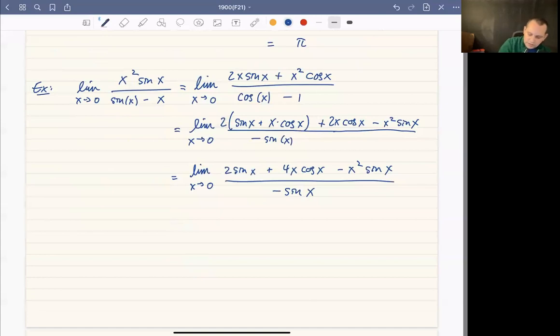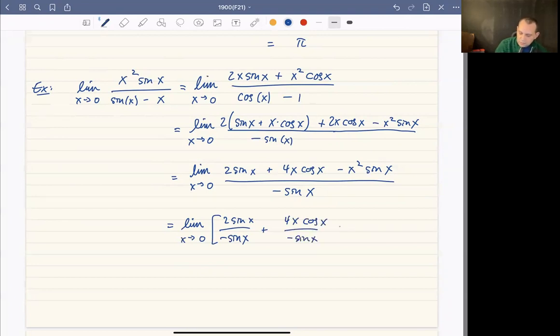I think a little algebra will go a long way. But we're going to take the limit as x goes to 0. We're going to have 2 sine x over negative sine x plus 4x cosine x over negative sine x, and then plus x squared sine x over sine x. The negatives there cancel each other. So we had a negative here and a negative there. Okay, so those cancel each other, everything's fine.